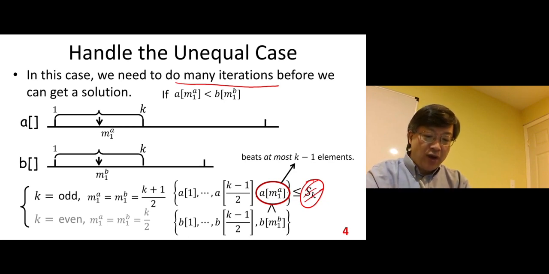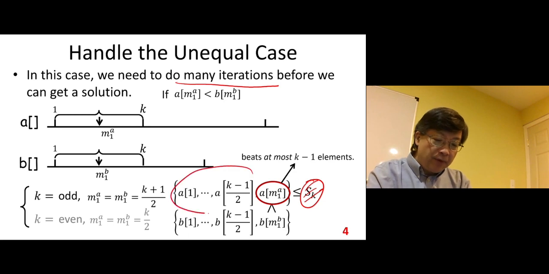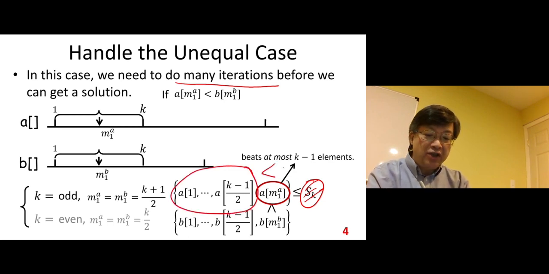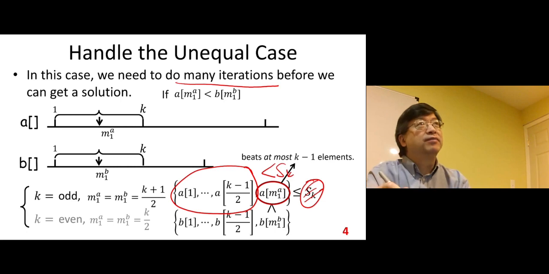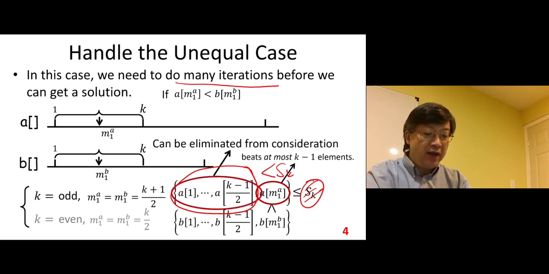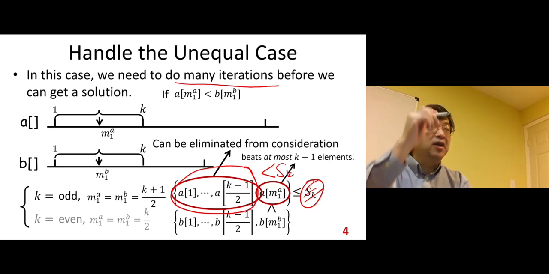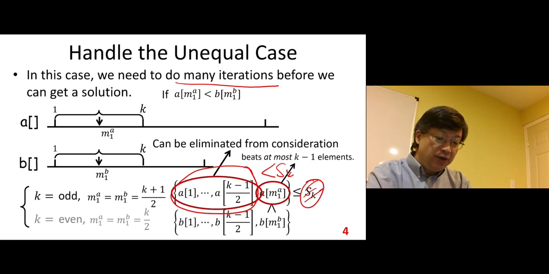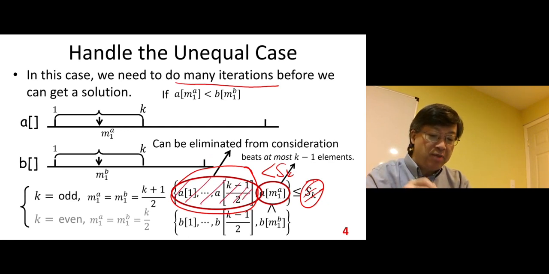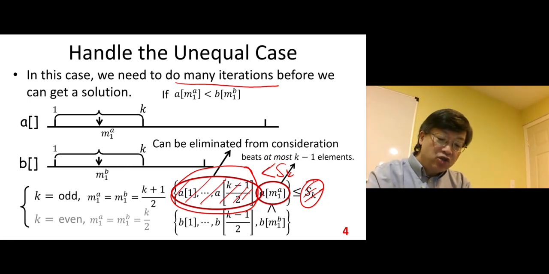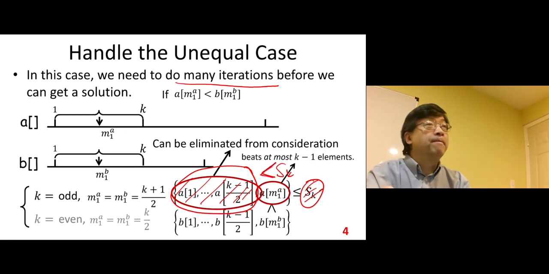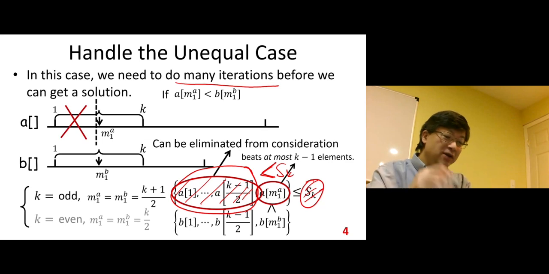Then this one is less than or equal to k. Then these elements are strictly less than sk. How about that? Strictly less than sk, then they can be eliminated immediately, right? All the elements in this circle can be eliminated immediately because they are strictly less than sk. Okay? So that's the argument. All right, so we cross out that part.